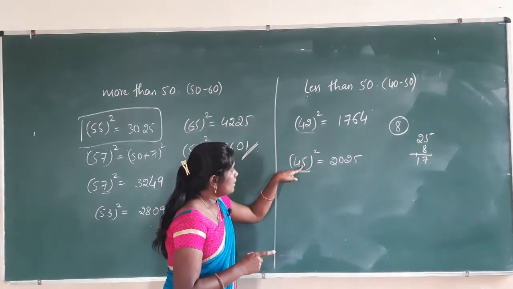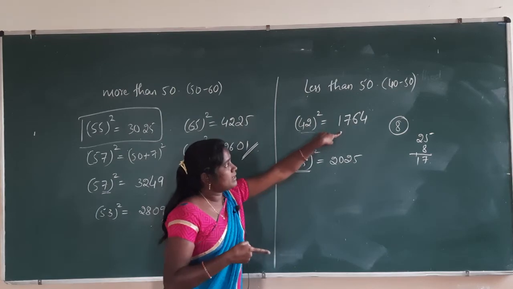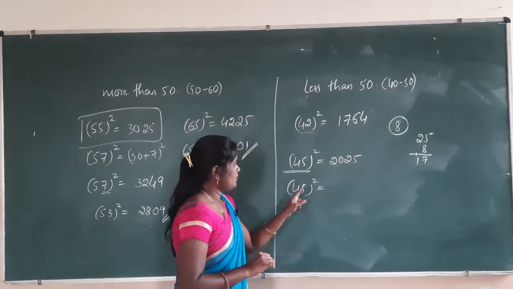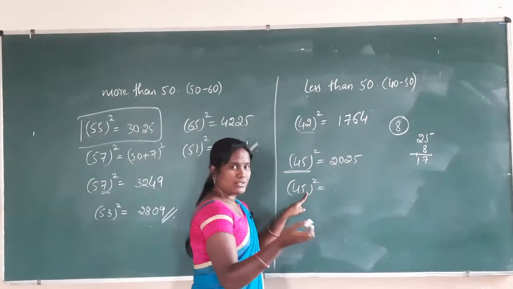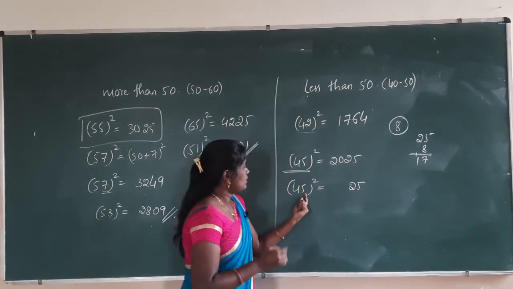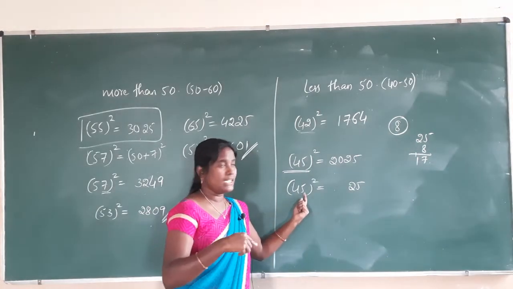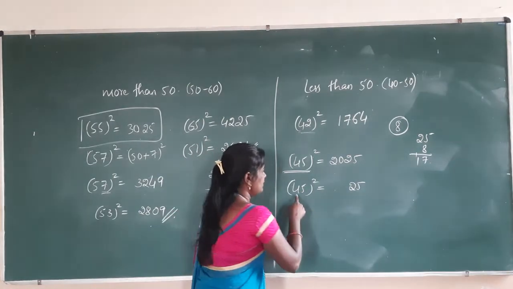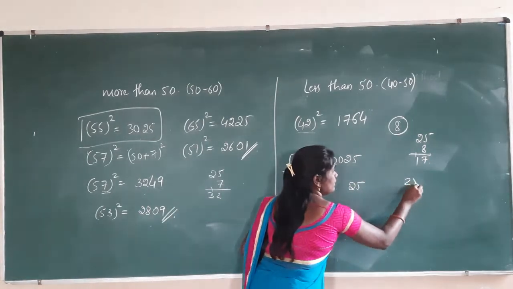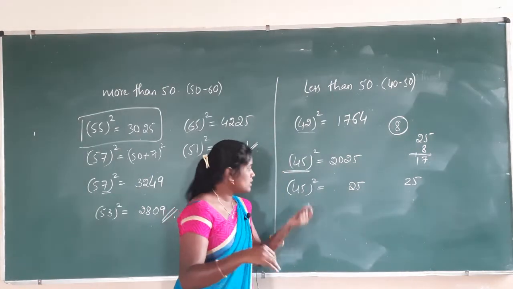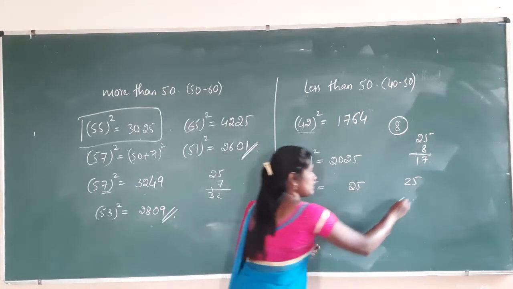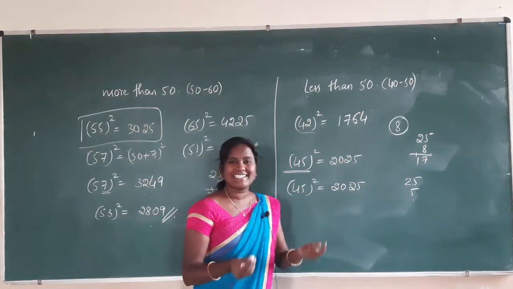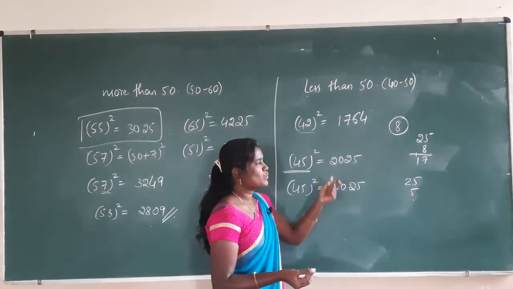Now let us find 45 square using this method. 5 square is of course 25, because this is 5 less than 50. 45 is 5 less than 50. So 5 square is 25. Then in that 25, what do we have to reduce? Because it is 5 less, subtract 5, it will be 20. 2025, both the answers are same. So this works here.